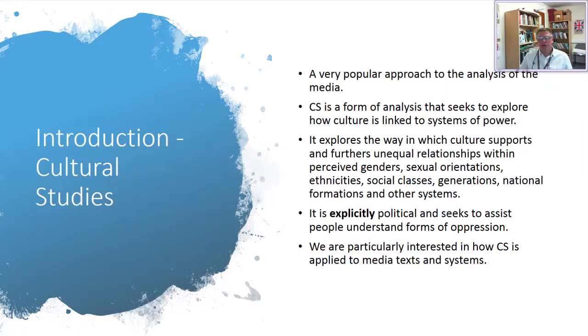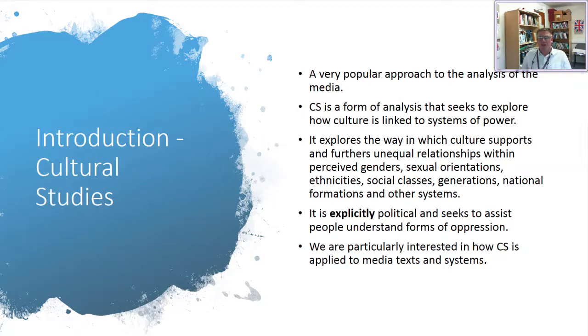So cultural studies is a very popular way of interrogating the media, and as I mentioned at the start of this course, we're looking at 3 main ways in which we can approach the analysis of media. For this, in the next couple of weeks, we're going to be looking at how cultural studies interrogates the media. We're then going to move on to more social scientific qualitative methods before finally turning to more quantitative methods at the end of the course.